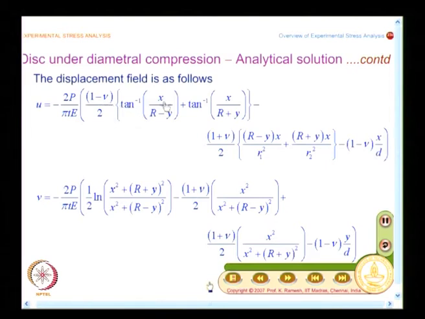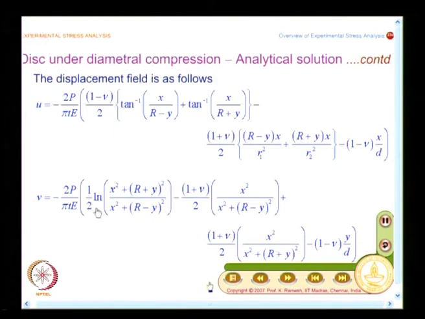You have a tan inverse x by r minus y plus tan inverse x by r plus y, then you have a minus of 1 plus nu times divided by 2 into r minus y x divided by r 1 squared plus r plus y x divided by r 2 squared minus 1 minus nu x by d. And on similar lines, you have a long expression for the v displacement.